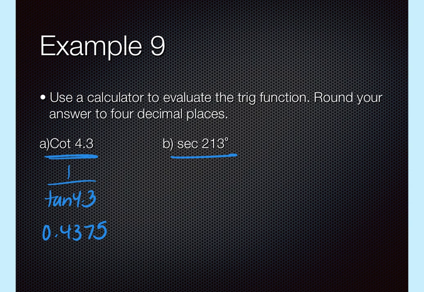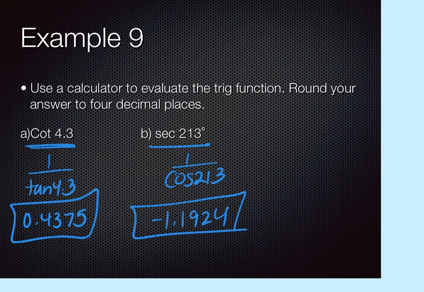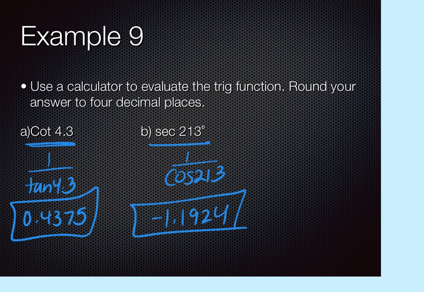And then secant of 213 would be what? 1 over cosine of 213 degrees, which means I'm switching back to degrees. 1 divided by cosine 213. And I get negative 1.1924. Okay, remember you could also get your degree minute second notation. That is on your quiz review. So if there's no degree sign, it's always radians? Correct. Whether or not it has a pi.